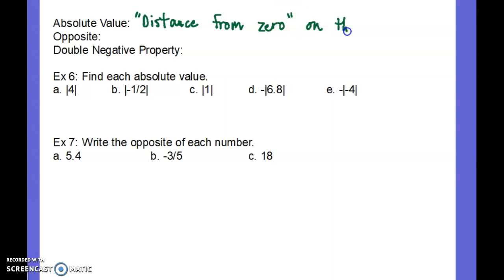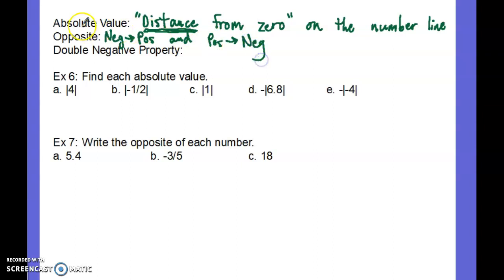Now, it doesn't have to be the number line. For our purposes, we are talking about the number line. And distances are always positive. That's why absolute value is always positive. Now, opposite, that's where we negate things. So that's where negatives become positives and positives become negative. But absolute value is always getting you the positive value.